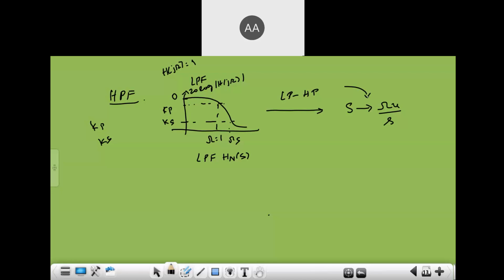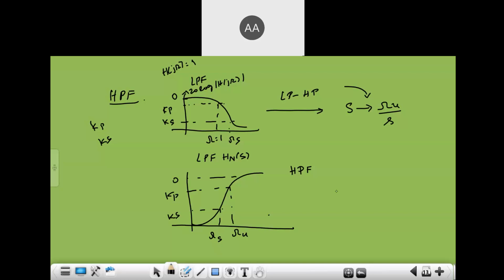Okay, so when you do this, your high pass filter response is going to look like this. This is your high pass filter. The high pass filter will look like this for the same specifications: 0, some Kp and Ks, right? Here you can see this is your omega S, and say this is the value of your omega u. Omega u is the new value of your cutoff frequency which you're going to consider.